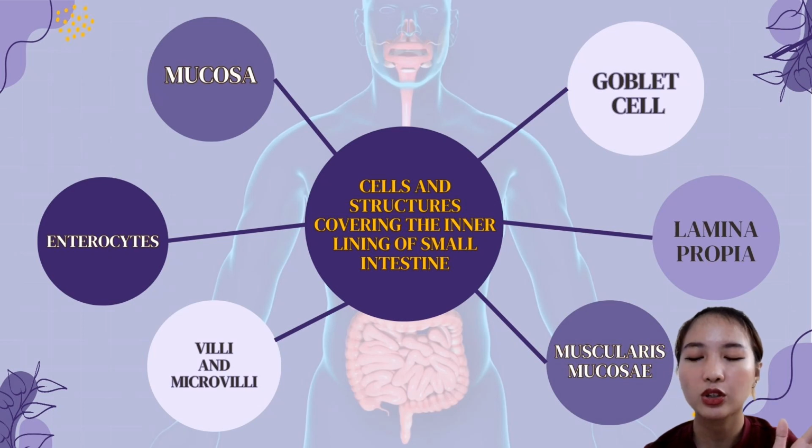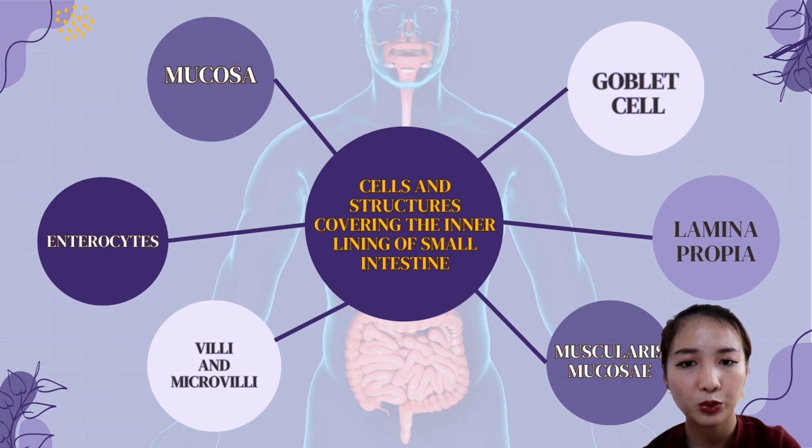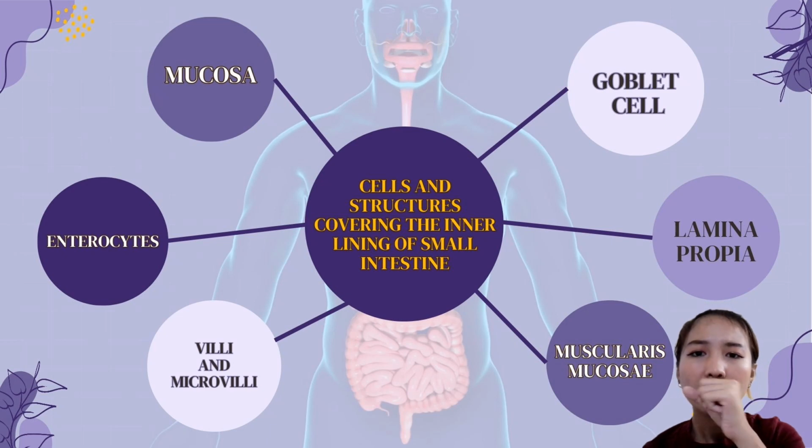There are also goblet cells that are scattered among the enterocytes and secrete mucus that helps protect the intestinal lining and aids in the movement of material through the digestive tract. There is also the lamina propria, located beneath the epithelial layer, which is a connective tissue layer that contains blood vessels, lymphatic vessels, and immune cells. Nutrients absorbed by the enterocytes enter the bloodstream or lymphatic system through vessels in the lamina propria.